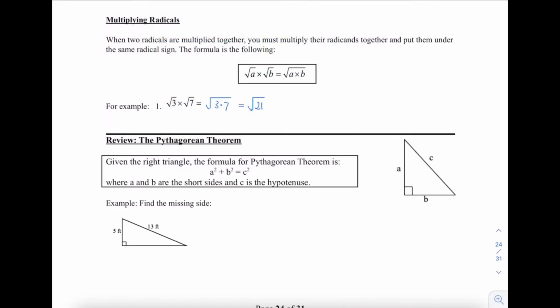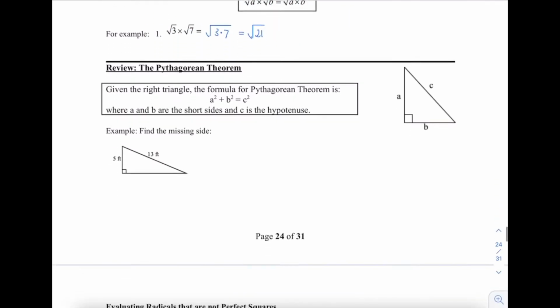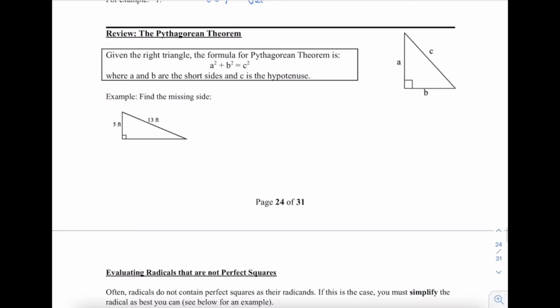Next, we're going to take a quick look at the Pythagorean theorem, which you have definitely seen before. So if you take, for example, the right triangle that we have here on our right, what I just want to remind you of is that the longest side is called the hypotenuse. And the hypotenuse is always across from the 90-degree angle. It's also our longest side.